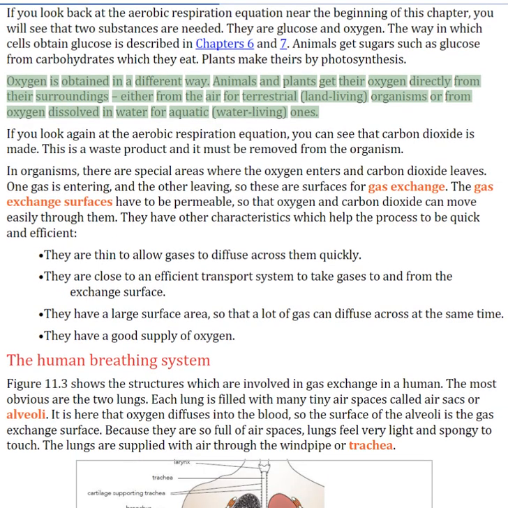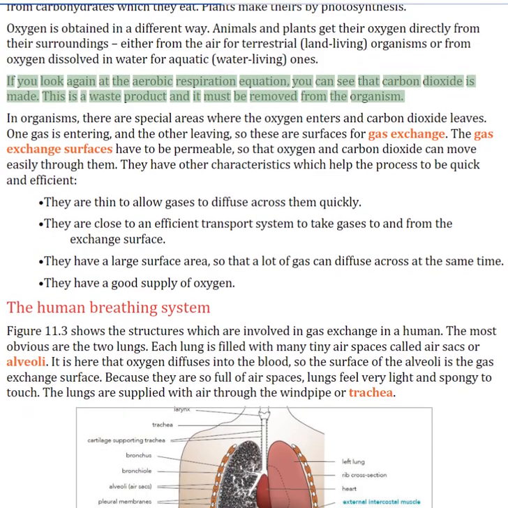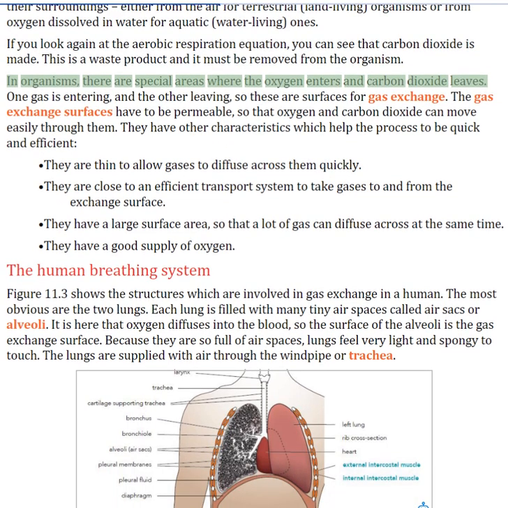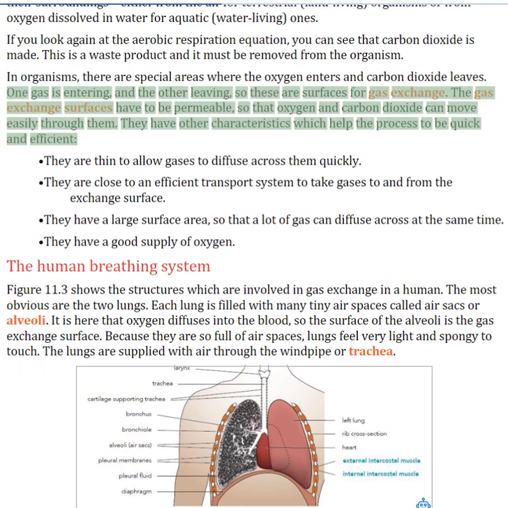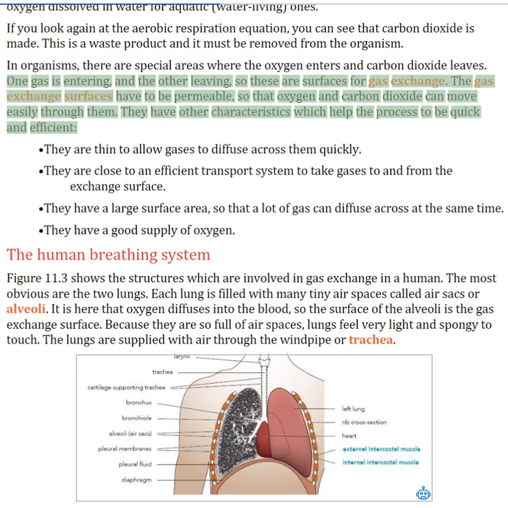Oxygen is obtained in a different way. Animals and plants get their oxygen directly from their surroundings, either from the air for terrestrial organisms, or from oxygen dissolved in water for aquatic ones. If you look again at the aerobic respiration equation, you can see that carbon dioxide is made. This is a waste product and it must be removed from the organism. In organisms, there are special areas where the oxygen enters and carbon dioxide leaves. One gas is entering, and the other leaving, so these are surfaces for gas exchange.